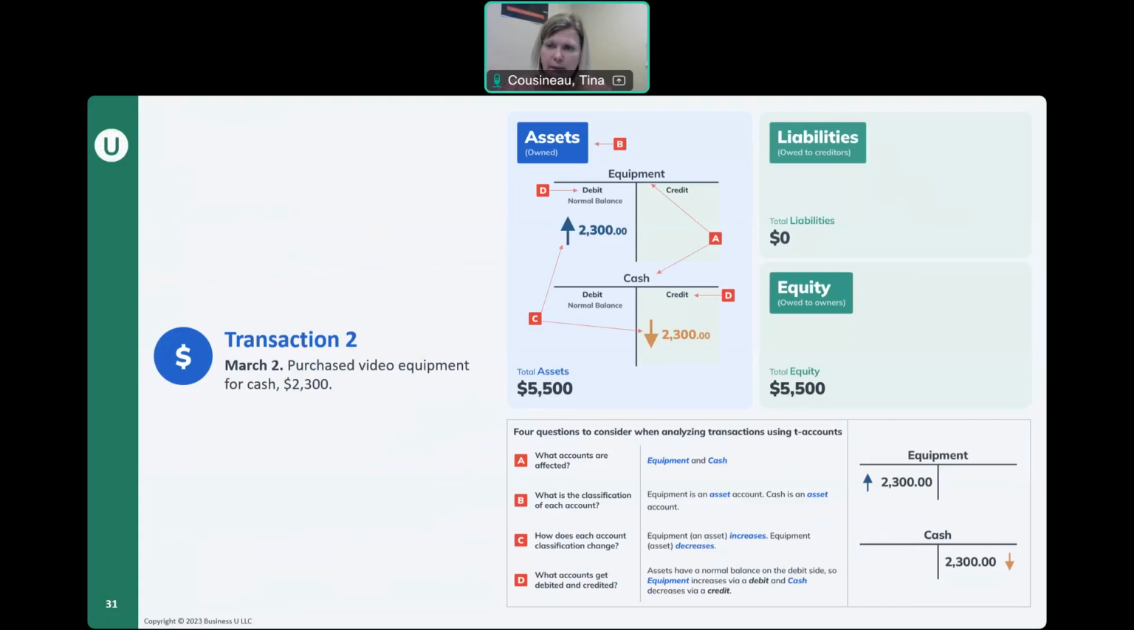So let's look at this transaction. So we know equipment is an asset. It's debited. Our equipment balance goes up. We have this equipment, $2,300, and we paid cash for it. So we credit cash. We decrease our cash account. So basically they offset each other. No overall impact to assets, and our liabilities and our equity remain the same. So our accounting equation is still in balance. Pretty cool.